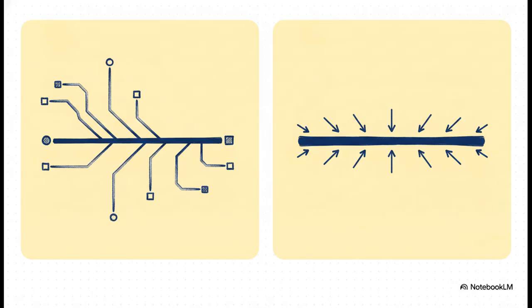Teams usually have different strategies for managing these branches, typically choosing between 2 main workflows. You've got Git flow, which is rigid and highly structured with multiple branch types.